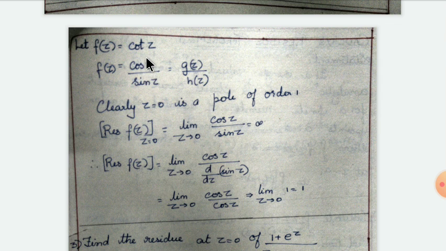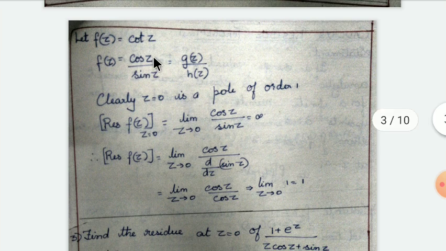Here my function f of z is cot z. Cot is nothing but cos z by sin z. So this is some special type, g of z by h of z. When sin z equal to 0, the pole is z equal to 0. Actually z equal to 0, pi, 2 pi, 3 pi, 4 pi, etc. Maybe it is n pi. So n pi is also correct.